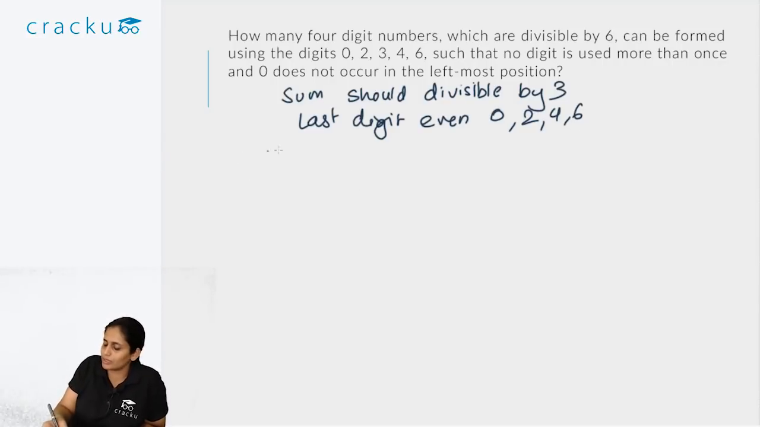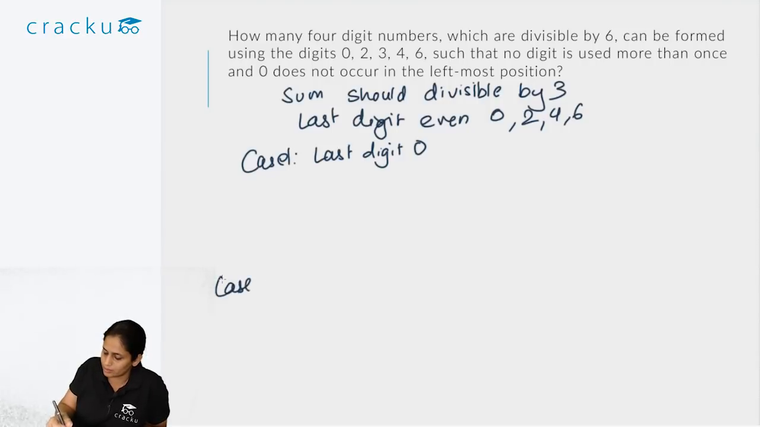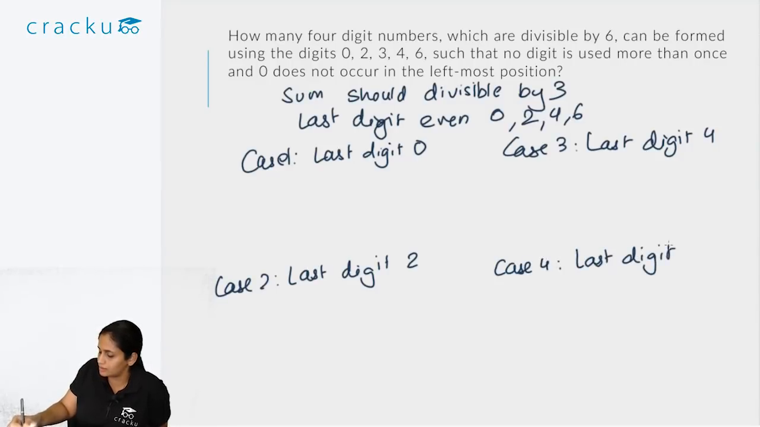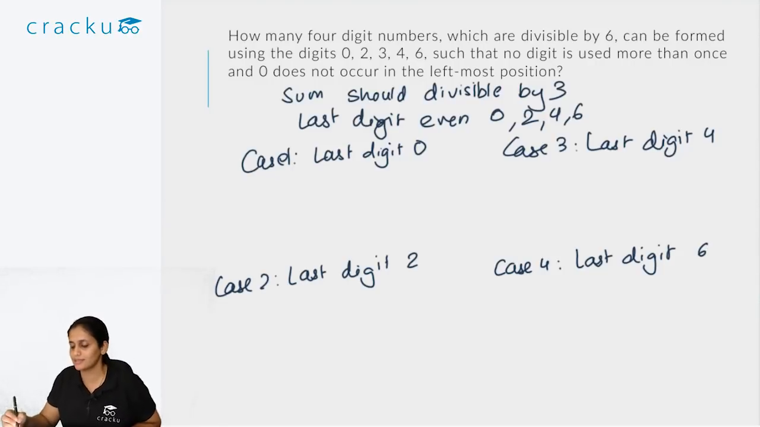So there are 4 different cases. First, the last digit is 0. Case 2 is the last digit is 2. Case 3 is the last digit is 4. And case 4 is the last digit is 6. So these are the 4 possible cases for the number to be divisible by 6. It has to be an even number first.